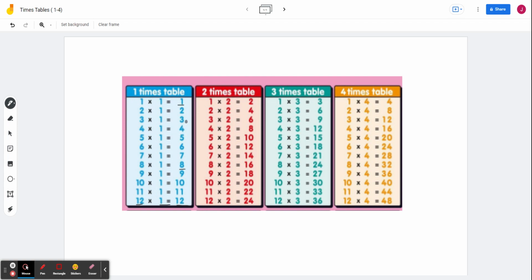Now we're going to be looking at the times table of 2. In 2, we're just basically multiplying our number by 2. So when we think about 10 times 2, we can imagine 10 plus 10. So 10 times 2 is equivalent to 10 plus 10. So they're the same thing.